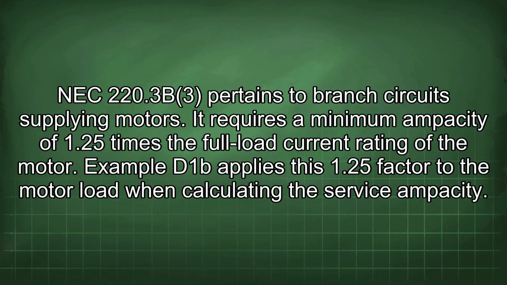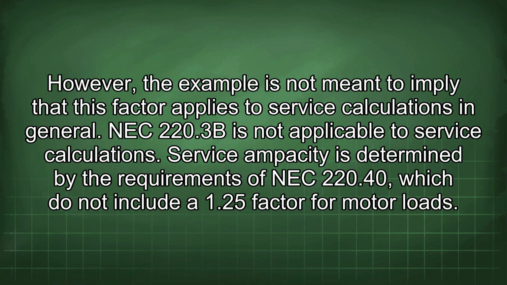NEC 220.3B pertains to branch circuits supplying motors. It requires a minimum ampacity of 1.25 times the full load current rating of the motor. Example D3 applies this 1.25 factor to the motor load when calculating the service ampacity. However, the example is not meant to imply that this factor applies to service calculations in general.